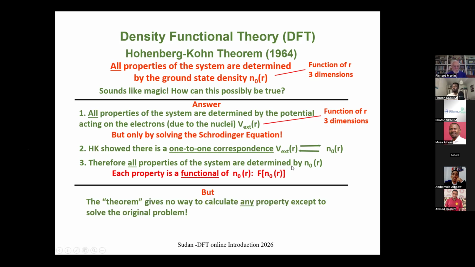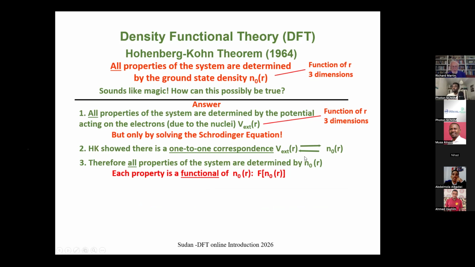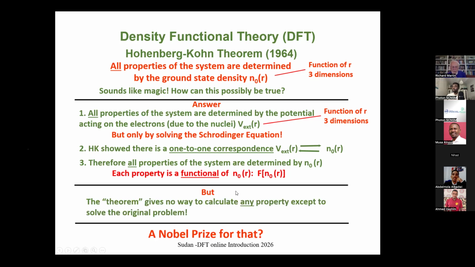And the only trouble is, this didn't get you anywhere. You're still left with the problem to solve the Schrodinger equation. It's a beautiful theorem, but it gives you no way to actually calculate anything except to go back to solve the Schrodinger equation. Oops. Well, sorry. Now, was that worth a Nobel Prize? That's part of this half a sheet of paper that I mentioned.